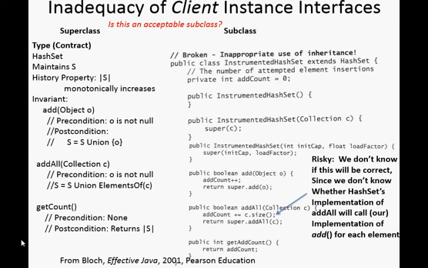Okay? So here on the left, we have a superclass, which is hash set. And here on the right, we have an instrumented hash set. And our goal is to create a subclass of hash set that basically records the number of times things have been added into this class. Otherwise, it's a hash set. But it's also recording this extra bit of implementation, extra bit of information, namely the number of times things have been added. So we want to keep track of the number of times things have been added.